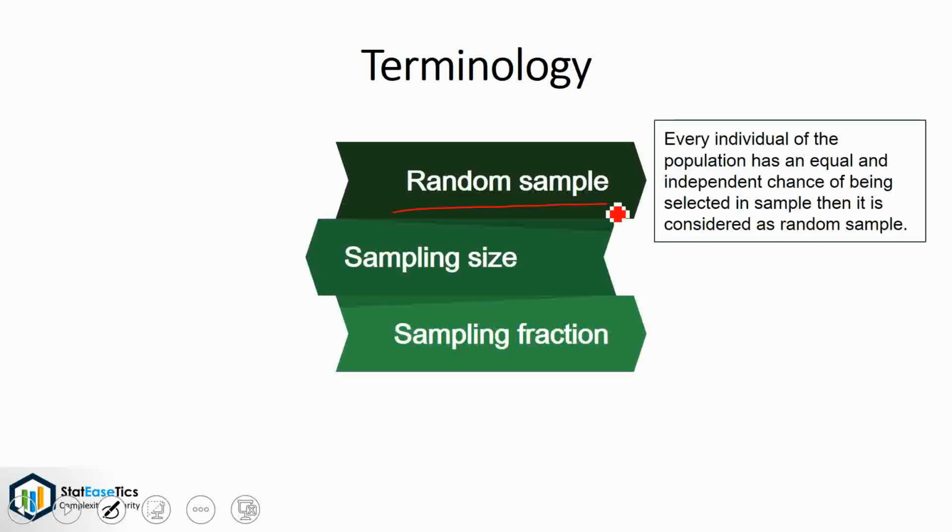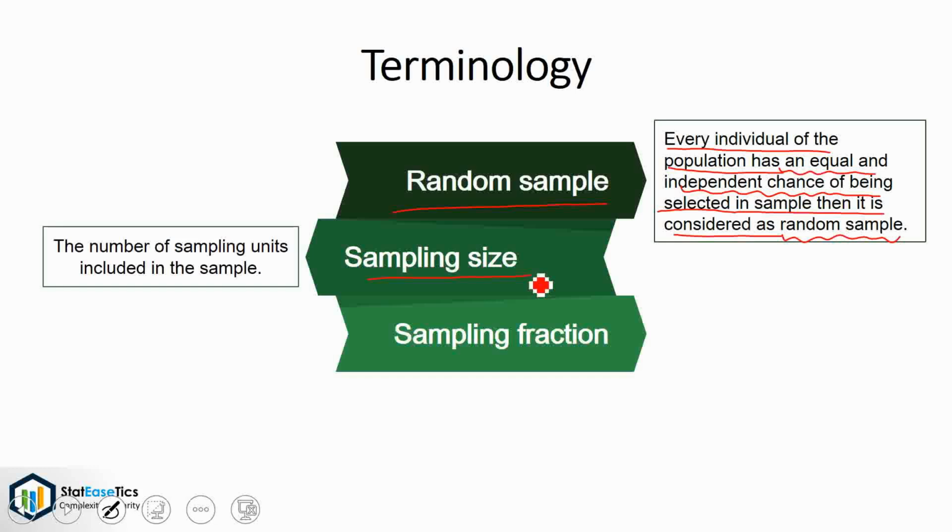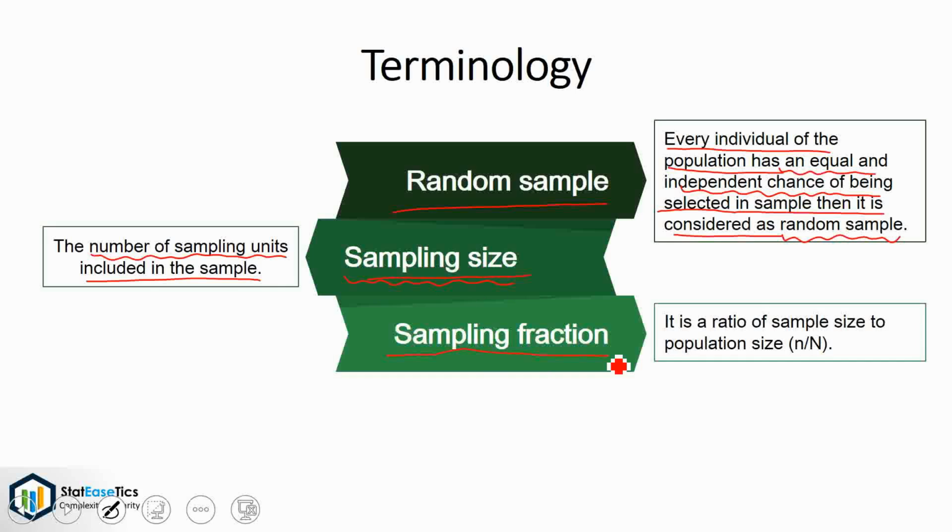Random sample. If every individual of the population has an equal and independent chance of being selected in the sample, then it is considered as a random sample. Sampling size. The number of sampling units included in the sample constitutes the sampling size. Sampling fraction. It is the ratio of sample size to the population size, that is small n by capital N, where small n is the sample size and capital N is the population size.